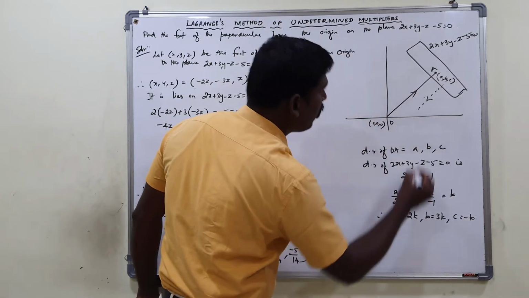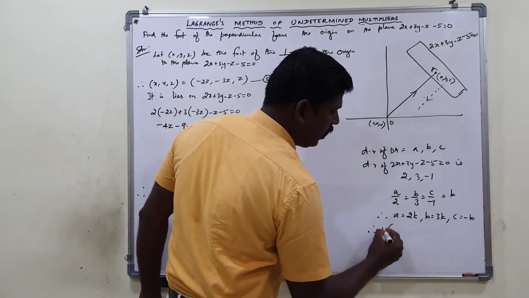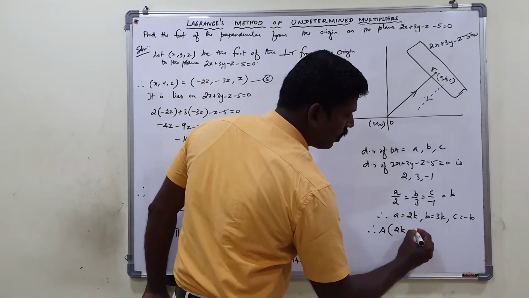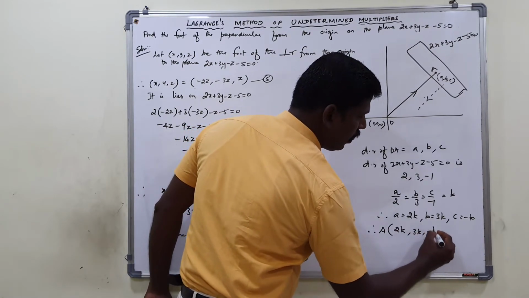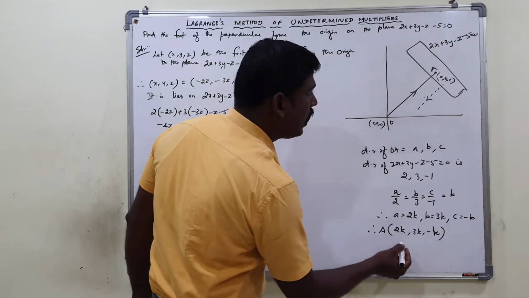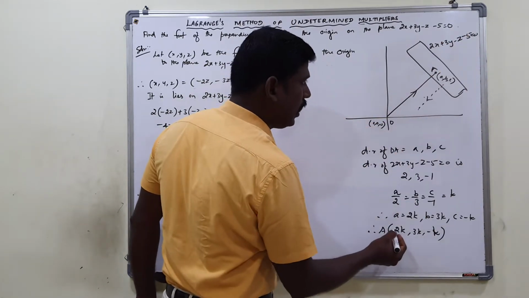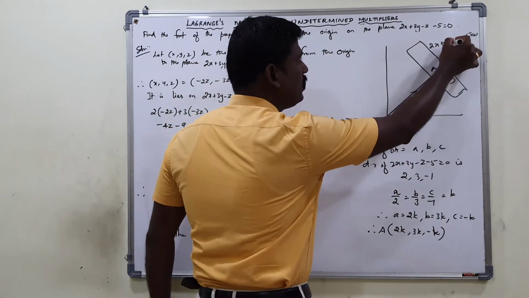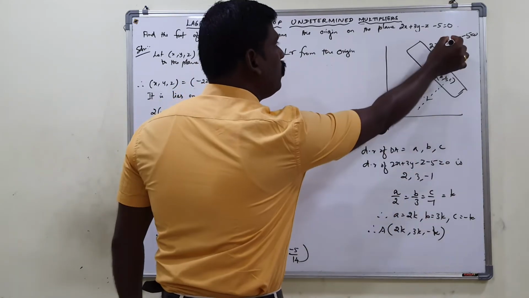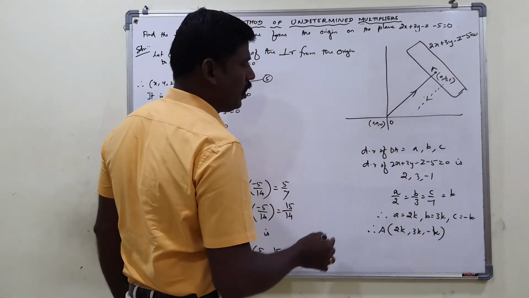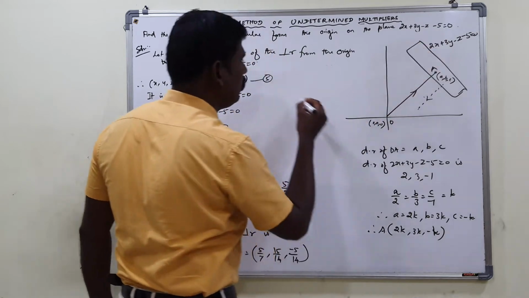Right? So now I find out the point A. Therefore what is A? 2K, 3K, minus K. So this A lies on this plane. The point A satisfies this plane equation. Substitute this point into this one, you can find the value of K. Substitute this into the given equation.